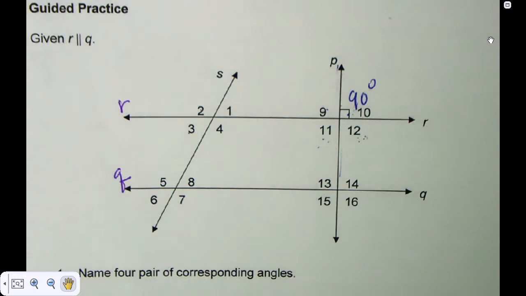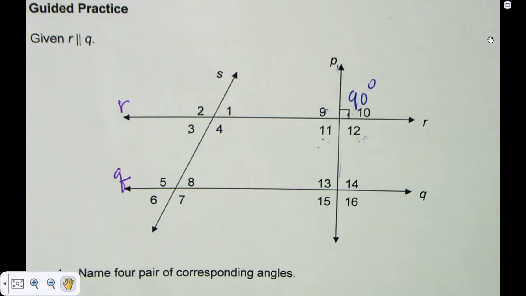Corresponding angles. Why are they corresponding? They're on the same side of the transversal, same side of R and Q. Very good. They match up. So everybody understands corresponding. Positive?